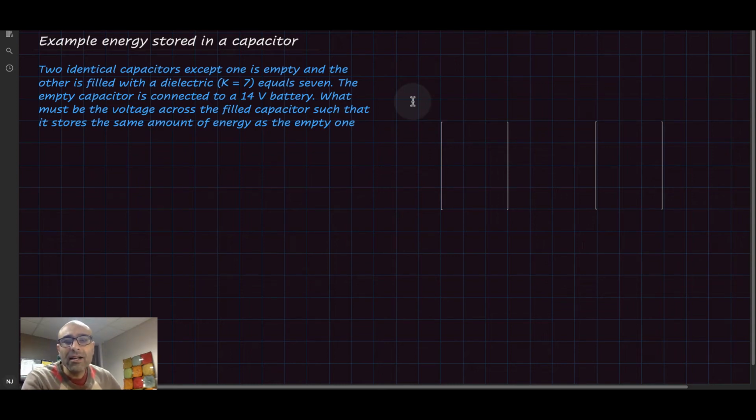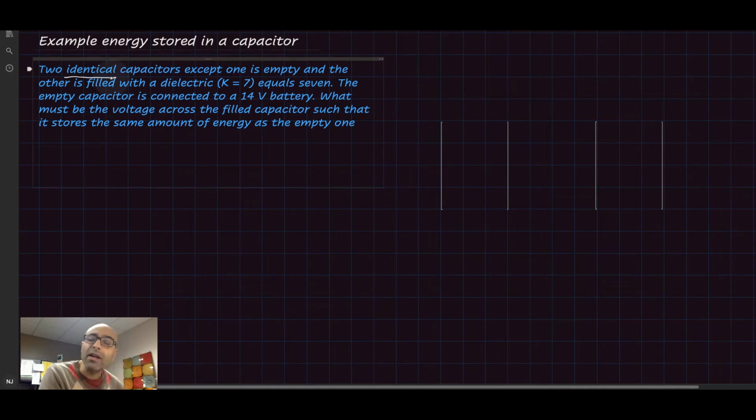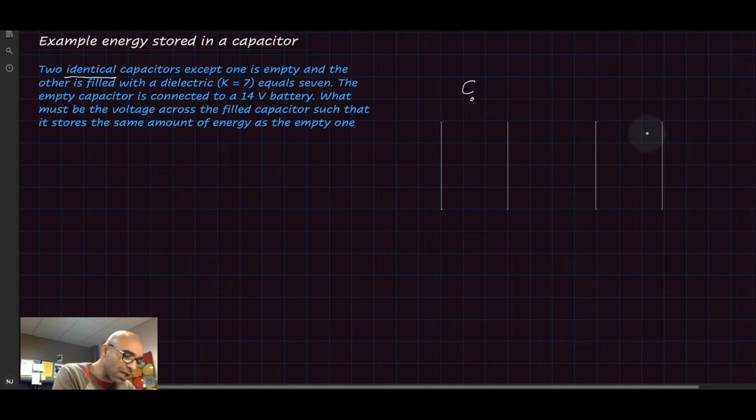Hello everybody. There is another example that we can do, and this example is concerned with the energy stored in a capacitor. So let's say we have two capacitors, and as given by the problem, it says two identical capacitors. So they are exactly identical, which means that if this one was empty and this one empty, they will have the same capacitance C0 for both of them.